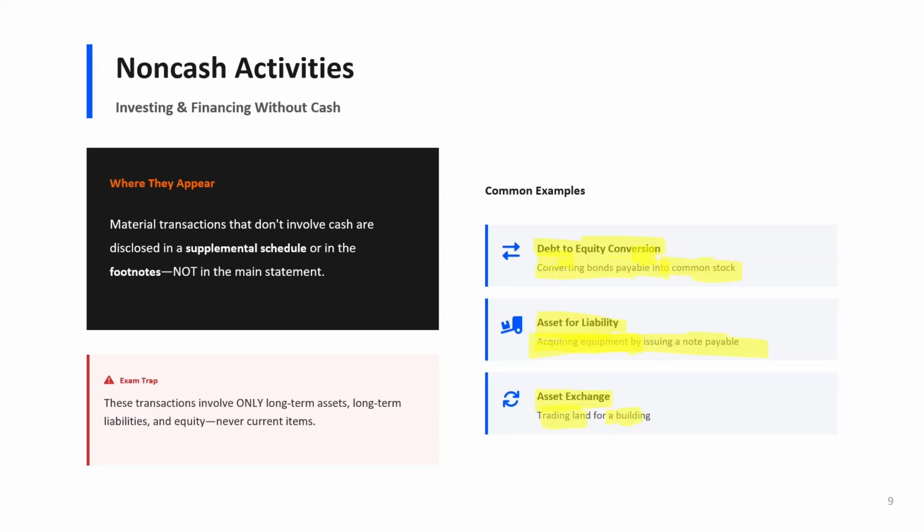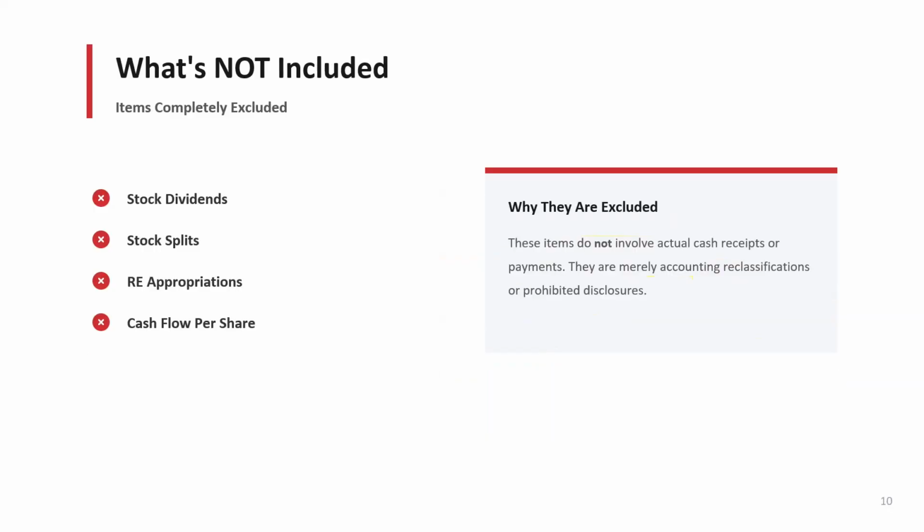Whenever this kind of activity happens, it does not appear in the cash flow statement. They are disclosed in a supplemental schedule or footnotes. If cash is not involved, they are in the supplemental schedule or footnotes. It's also an exam trap. These transactions involve only long-term assets, liabilities and equity, no current items. And items like stock dividends, stock splits, retained earnings appropriations, and cash flow per share are not in the statement because they are for accounting reclassifications or appropriate disclosures.